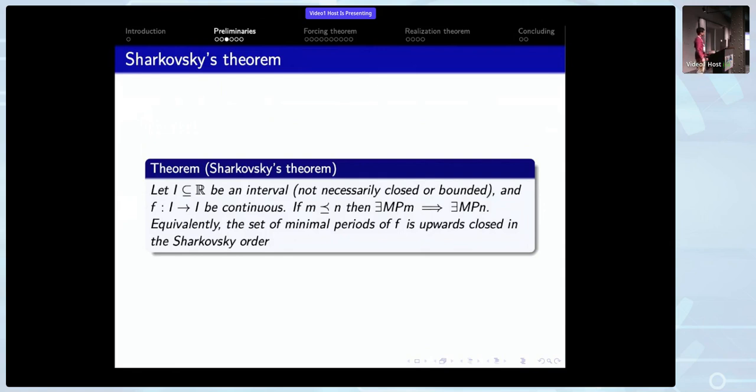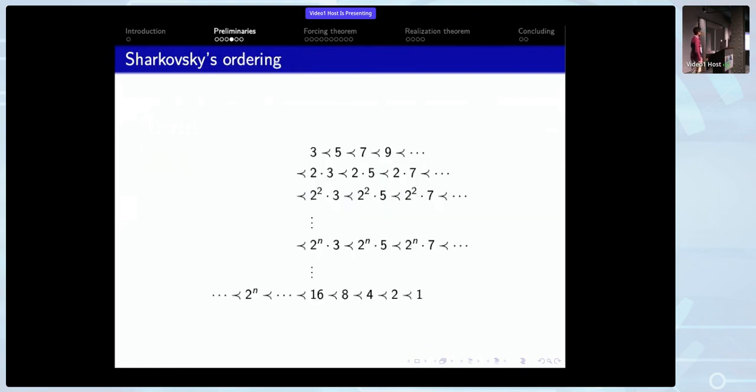Another way of saying that is the set of minimal periods of f is upwards closed in the Sharkovsky order. So I'll bring the ordering back up again. So like I said, this means if you have a point of minimal period 3, then you have a point of minimal period, say, 14. Another consequence of the theorem is that if you have a point of period 2, so basically a point which goes back and forth, then you've got a fixed point. That's a much easier theorem than the general thing, but it does come out of this.